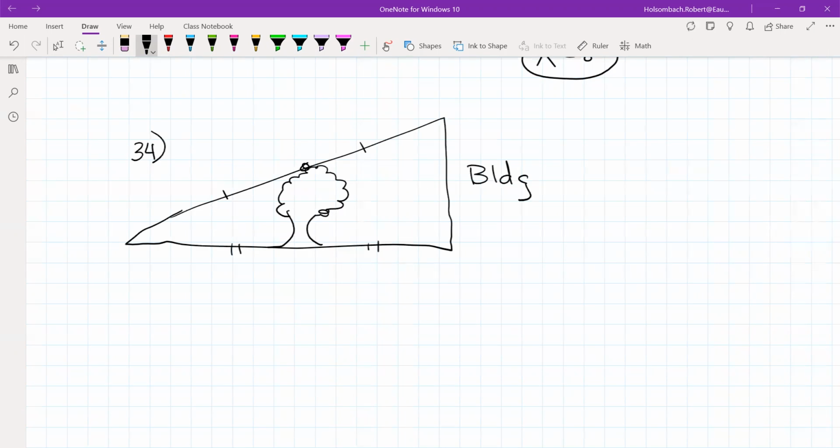Well, the top of the tree is in the middle of this top side. The base of the tree is in the middle of this bottom side. You're told that the building is 120 feet tall. So the tree's half the height of the building. So the tree is equal to 120 divided by 2. So it's 60 feet tall.